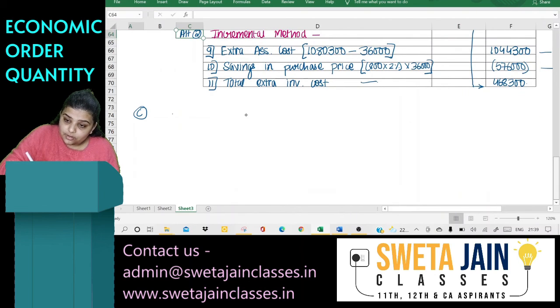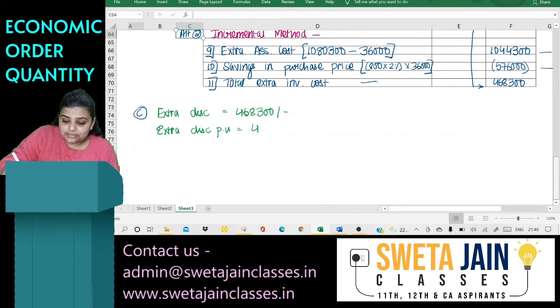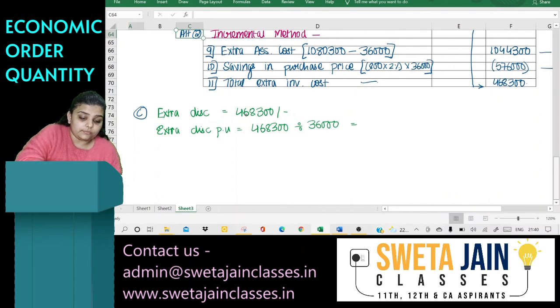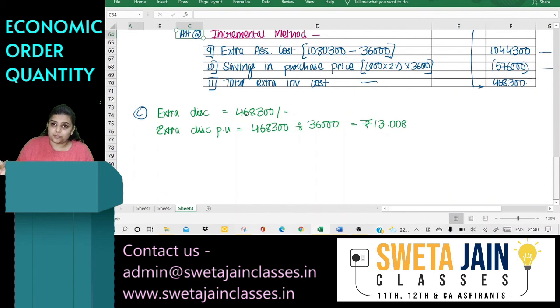So, part C. In part C, the extra discount that you need is 4,68,300, right? This is for all the units. So extra discount per unit would be 4,68,300 divided by 36,000 units. So that is equal to, extra discount per unit we have got as rupees 13.008 per unit.